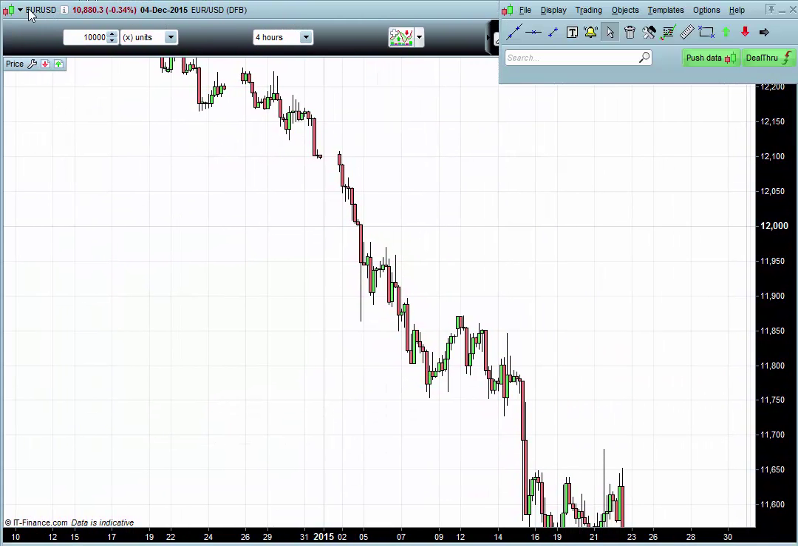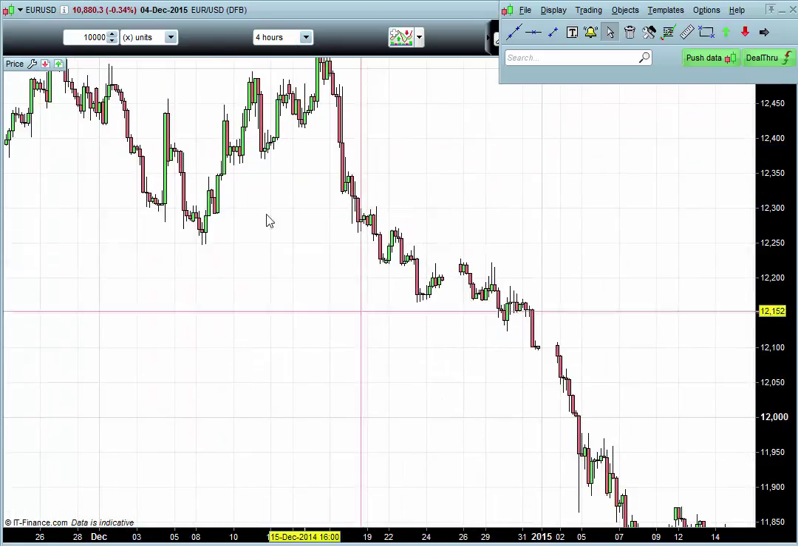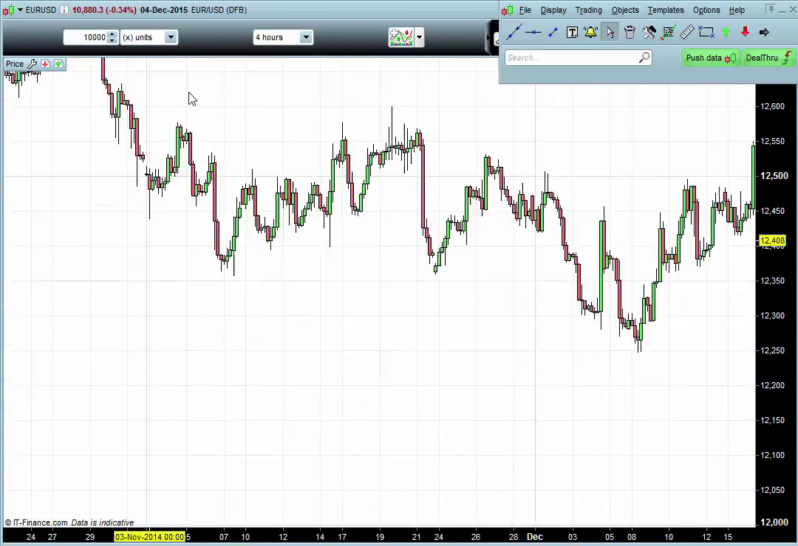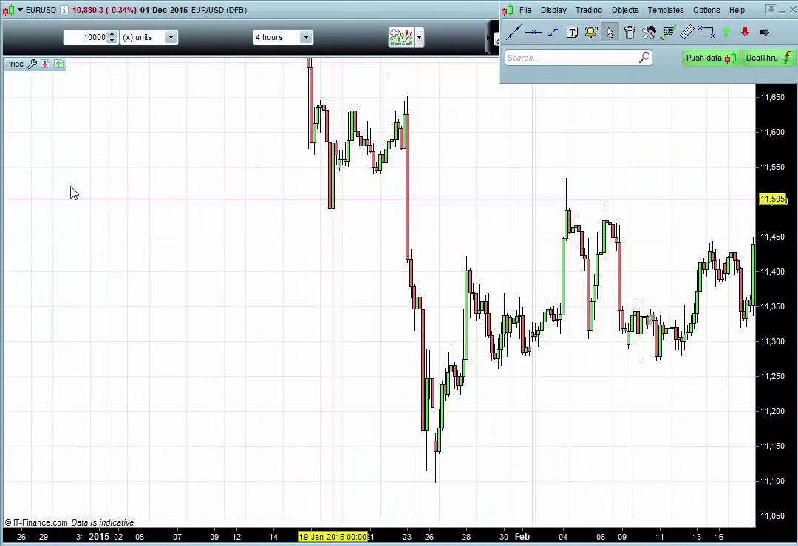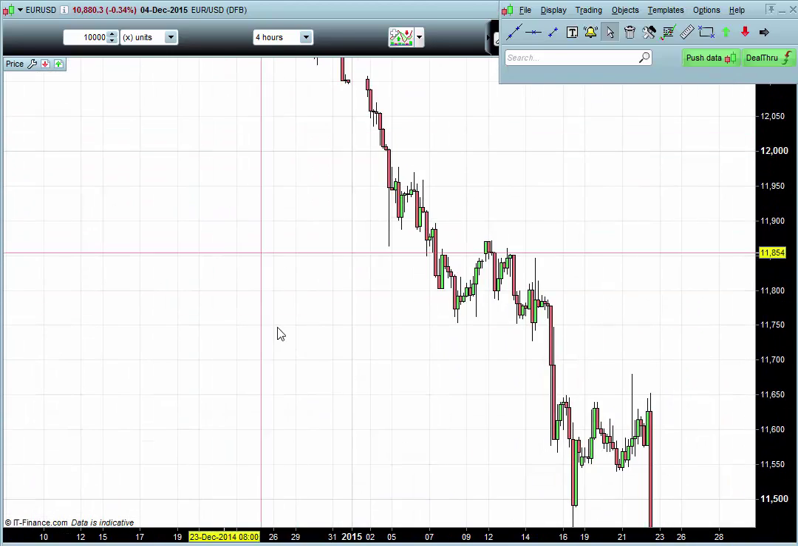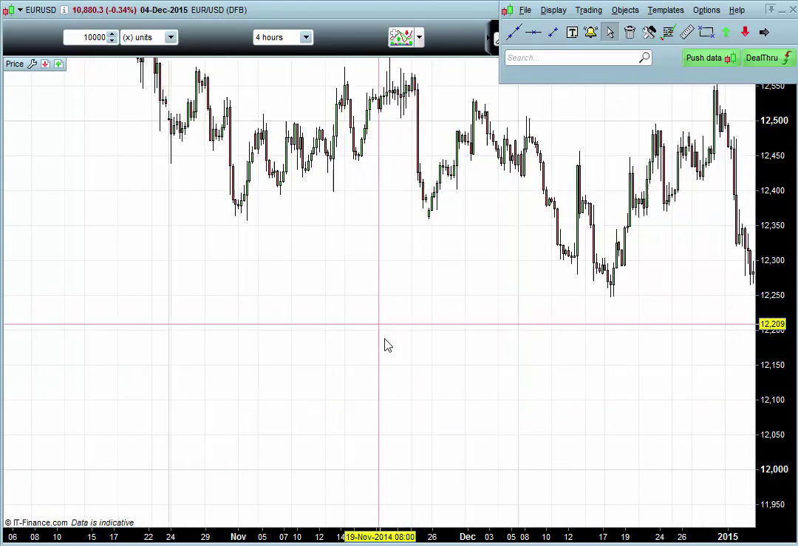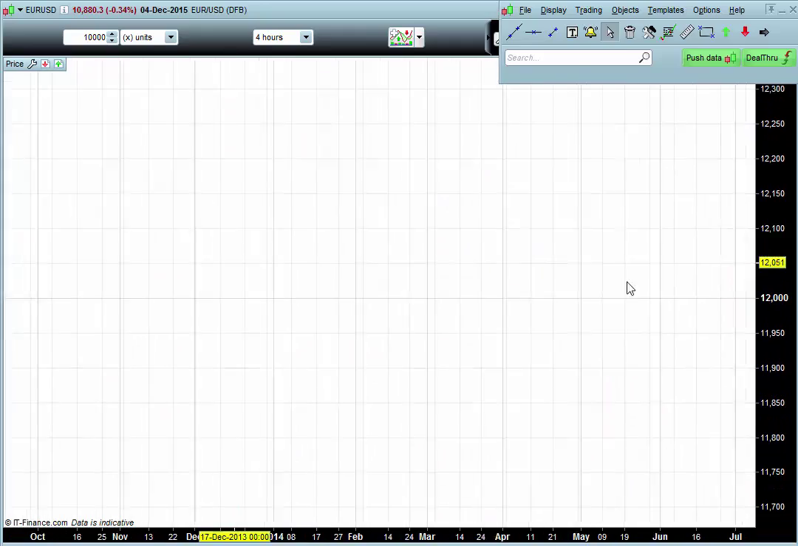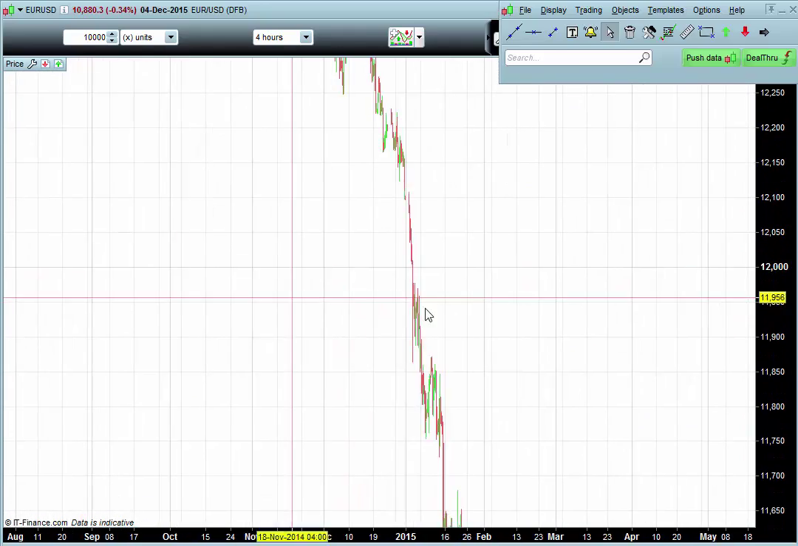So here we have the Euro US dollar. We're now on the 4-hour rather than the daily. Let me just have a quick look at this so I know where to mark. I don't want to mark in support and resistance levels where there's been no trading. Okay, so there's absolutely nothing there.